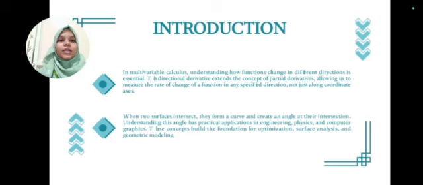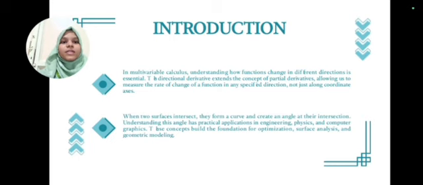Introduction. In multivariable calculus, understanding how functions change in different directions is essential. The directional derivative extends the concept of partial derivatives, allowing us to measure the rate of change of a function in any specified direction, not just along coordinate axes.